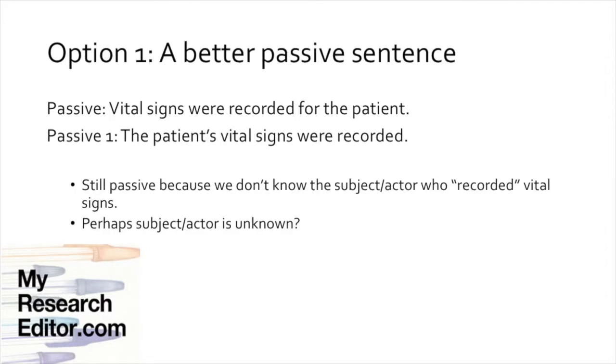For option 1, you can use the possessive to make a slightly better passive construction. The patient's vital signs were recorded. It's still passive because the verb recorded has no subject. We don't know who did the recording, but perhaps the actor is unknown, and in that case, it's okay to retain that option 1 construction.